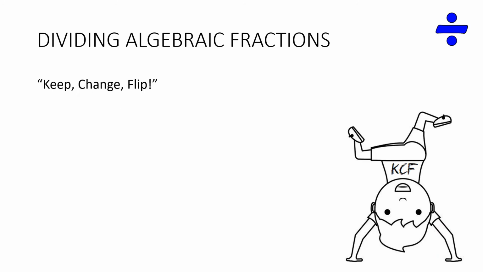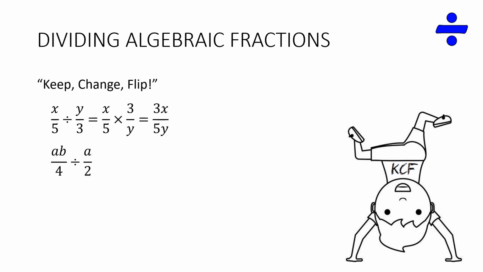Moving on to dividing algebraic fractions. Same method, keep, change, flip. Here's our first question. X over 5 divided by y over 3. So we're going to keep this the same, change the sign to a times, flip the second fraction. Okay, nothing cancels there, so we can multiply across the top, gives us 3x. Multiply across the bottom, gives us 5y. There's our answer.